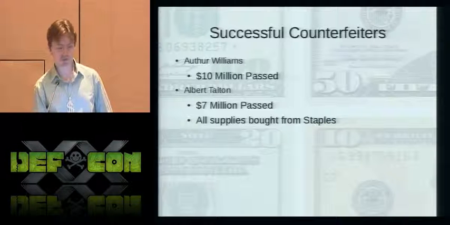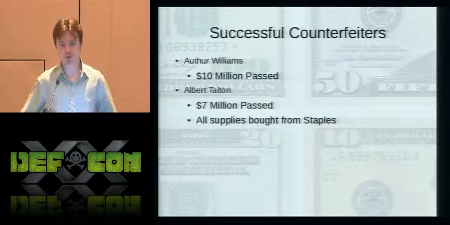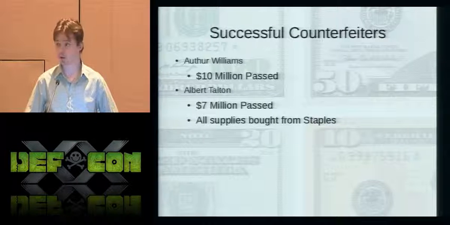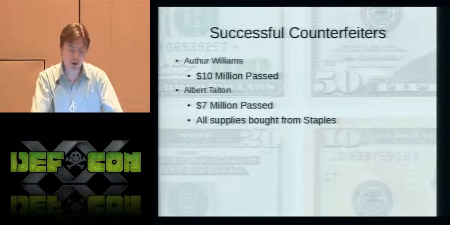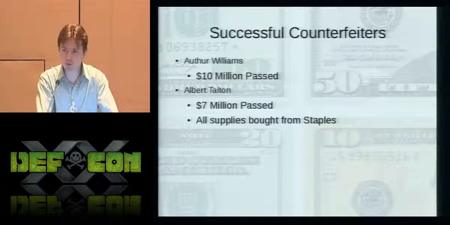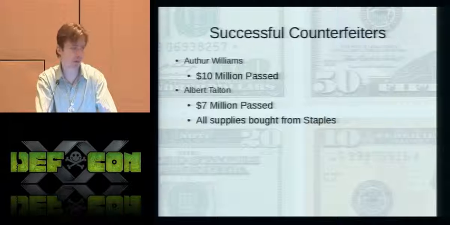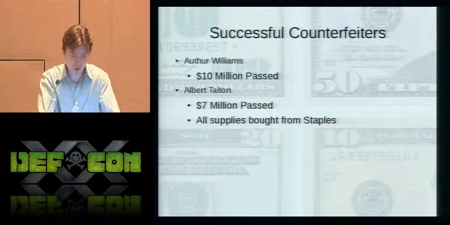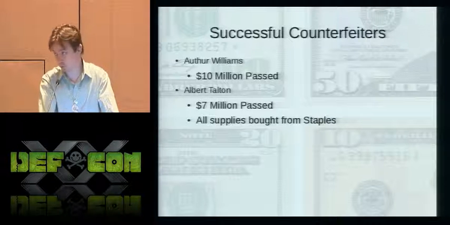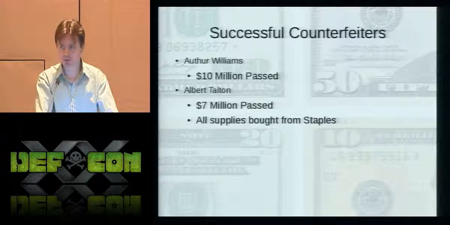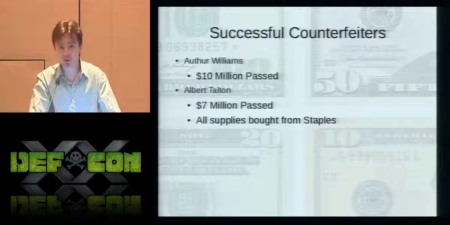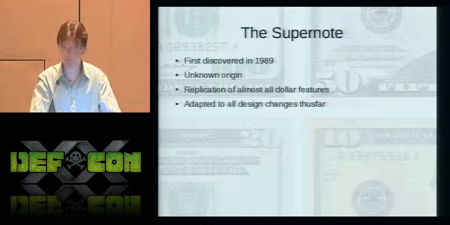So 2 successful counterfeiters I'd like to mention, Arthur Williams and Albert Talton, who were independent of each other. They counterfeited modern currency, meaning the 1996 series and on, and they were both self-taught. In addition to that, they also used a method of counterfeiting the bills which was almost exactly the recipe that I just stated to you. Both of these guys were very successful and also convicted. They were able to pass millions of dollars of counterfeit money. The interesting case with Albert Talton is he was able to get all his supplies from Staples.